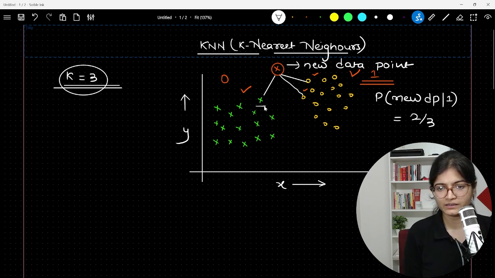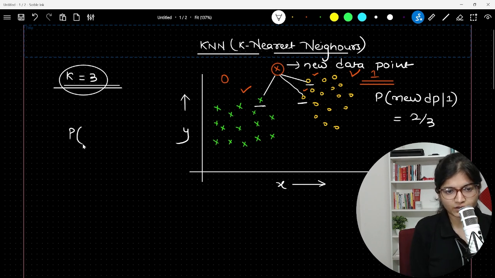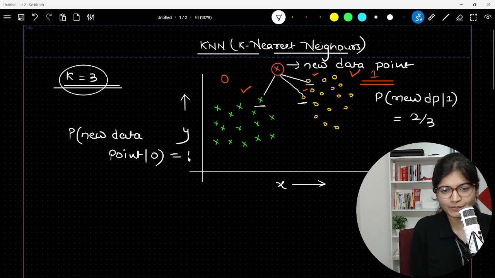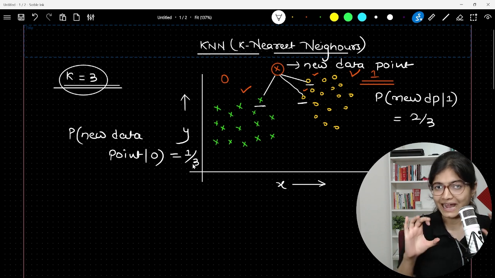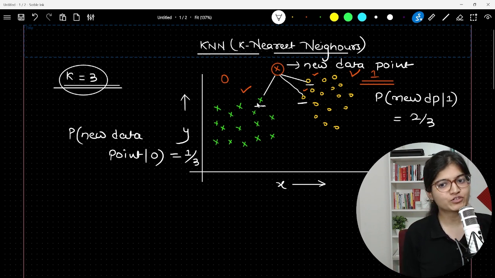This is the first one, this is the second one, this is the third one. Now, the probability of the new data point belonging to class 1 is 2 by 3. Why is that so? Because two data points belong to class 1. Nearest points, I am saying. Similarly, if I ask what is the probability of the new data point belonging to class 0, that is nothing but equal to 1 by 3. The simple reason is that in this particular scenario, I have only a single nearest point which belongs to class 0.